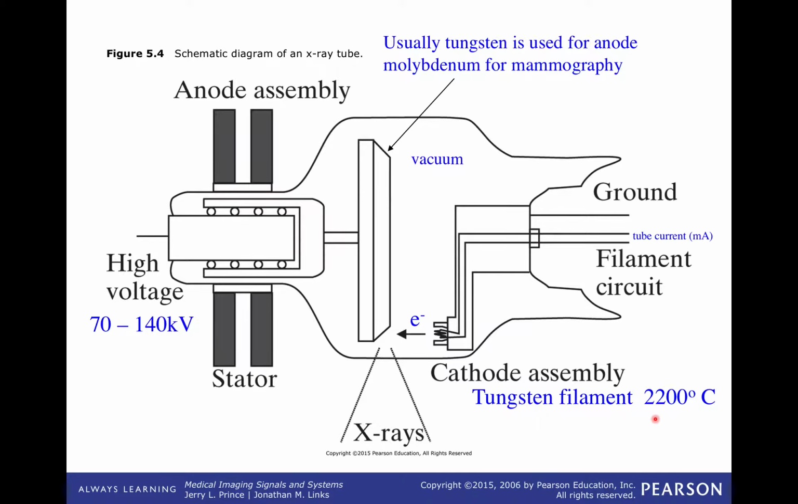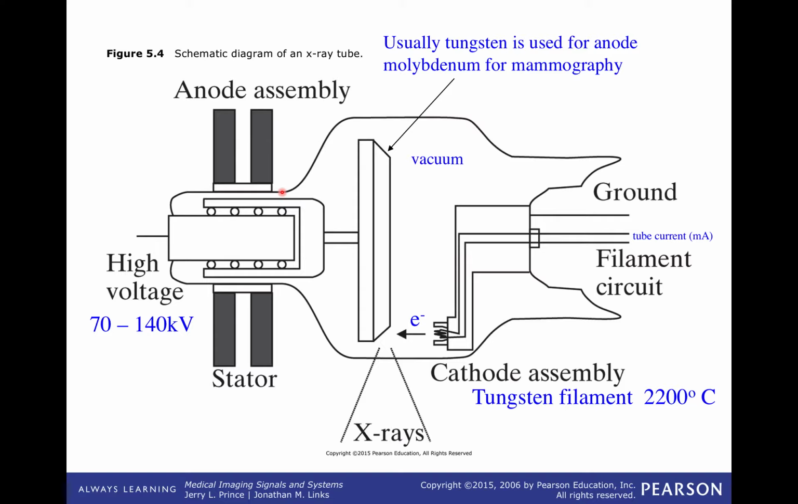The tungsten filament is heated up to a very high temperature to boil off these electrons. They accelerate across here, hit the target, and the X-rays come shooting out here. They go in all directions, but we'll collimate them to shoot out in one direction. Any questions about that?